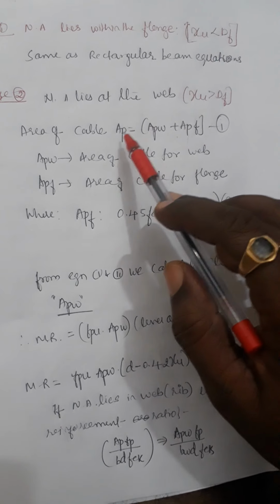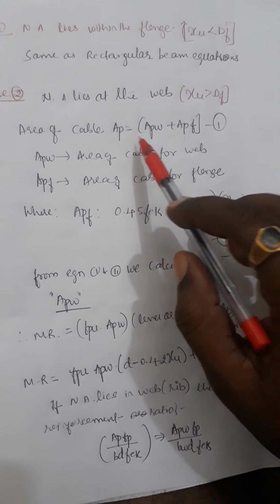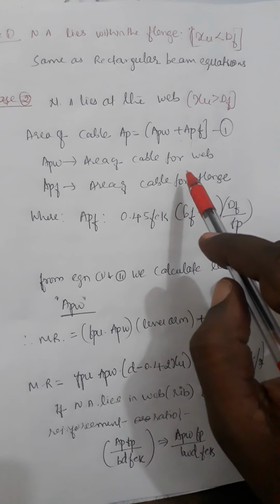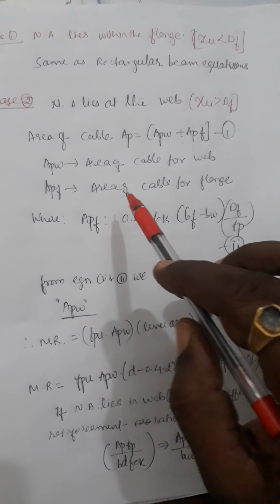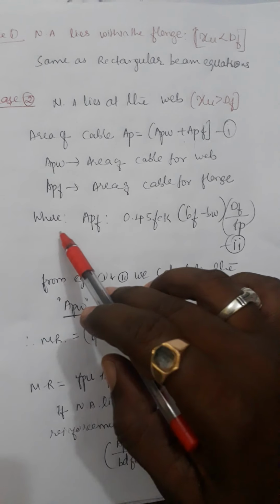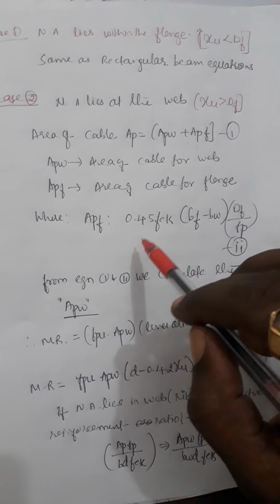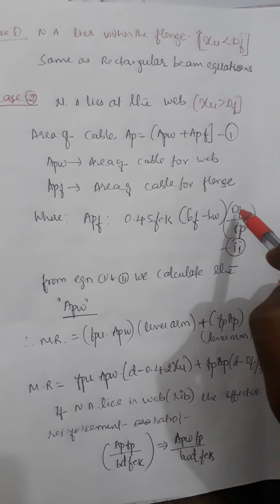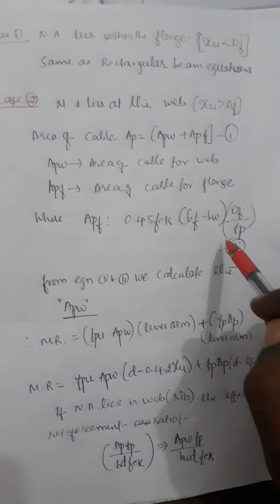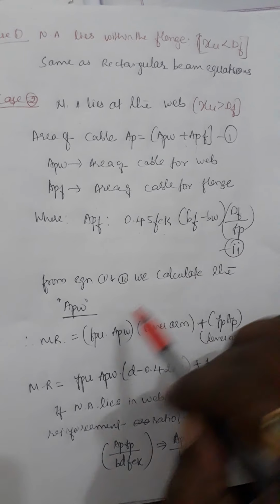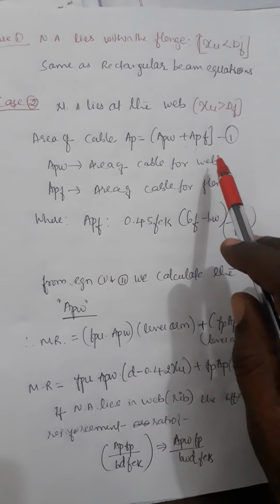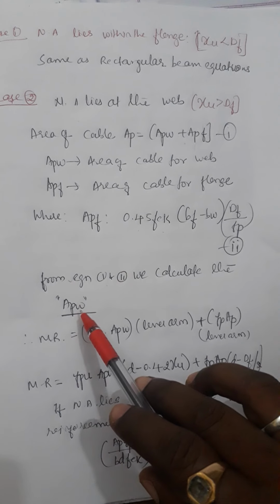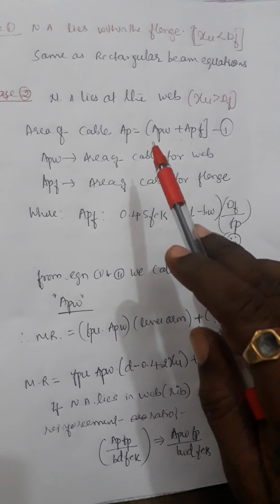So totally what you will be getting is the area of pre-stressing, that is the total pre-stressing. I will call this equation 1. So the area of pre-stressing web and the area of pre-stressing flange here, where the area of pre-stressing flange equals 0.45 fck into breadth of flange minus breadth of web into depth of the flange divided by fp. I will call this equation 2. From equations 1 and 2, we calculate the area of pre-stressing web.